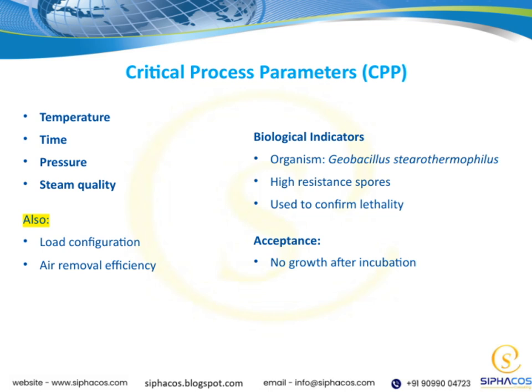But it's not just about the sterilizer settings. Load configuration plays a role too. How the items are arranged can affect sterilant penetration. And air removal efficiency is essential because trapped air can prevent steam from reaching all surfaces, reducing sterilization efficacy. So, in summary, maintaining and verifying all these factors ensures the sterilization process consistently achieves the desired level of microbial kill, safeguarding product safety and quality.